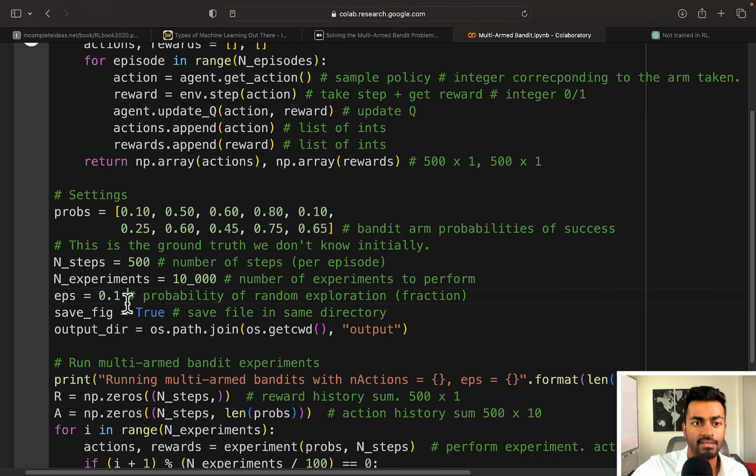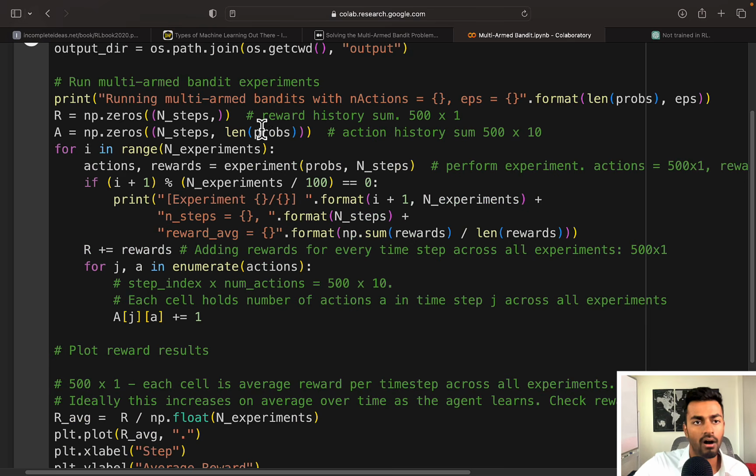EPS here is the balance between exploration and exploitation we want. We're saying 10% of the time we want to explore, 90% of the time we want to exploit our own knowledge. R is going to hold the total rewards for each time step, and A is going to hold the total number of times an action was performed in that time step.